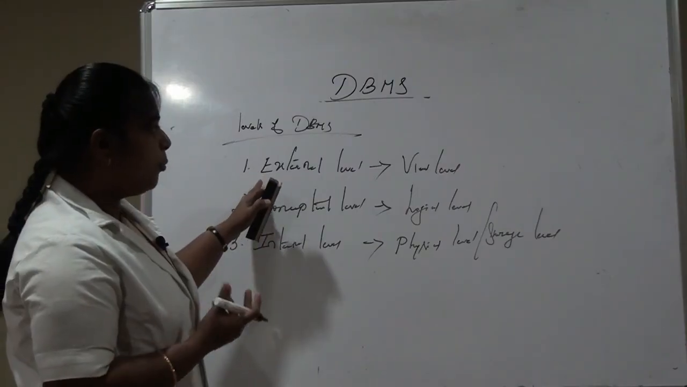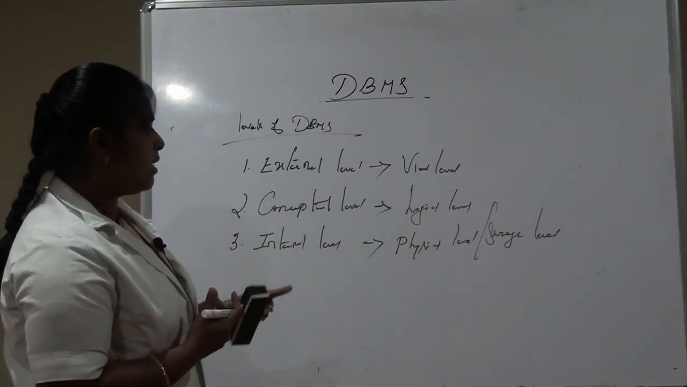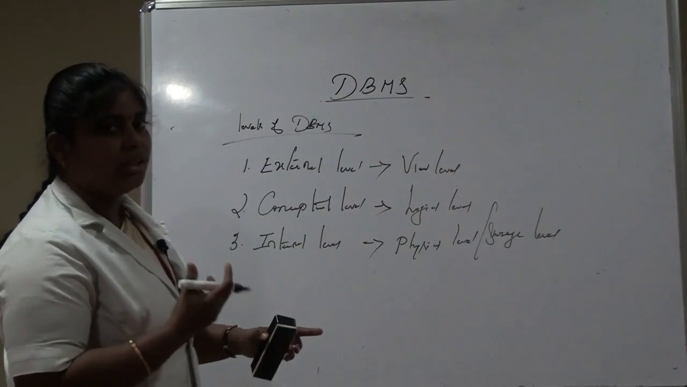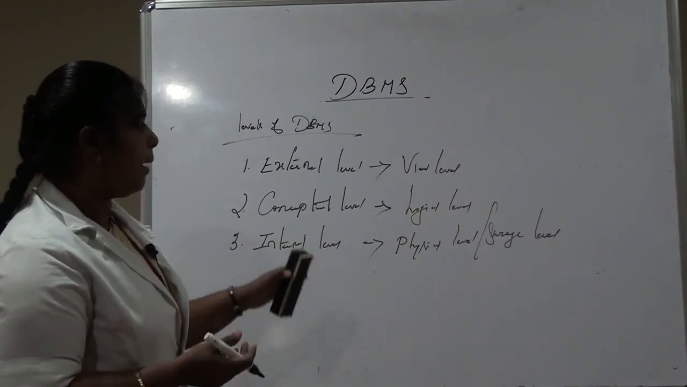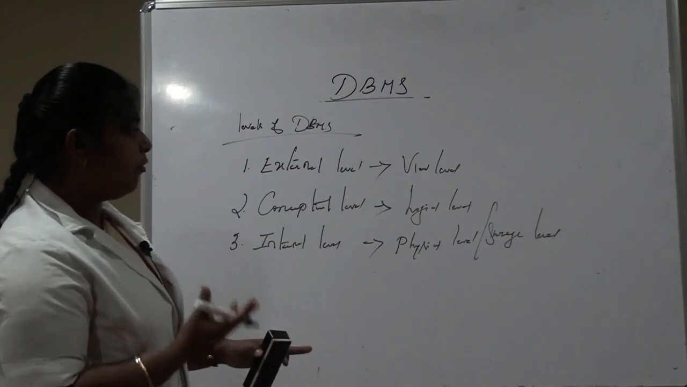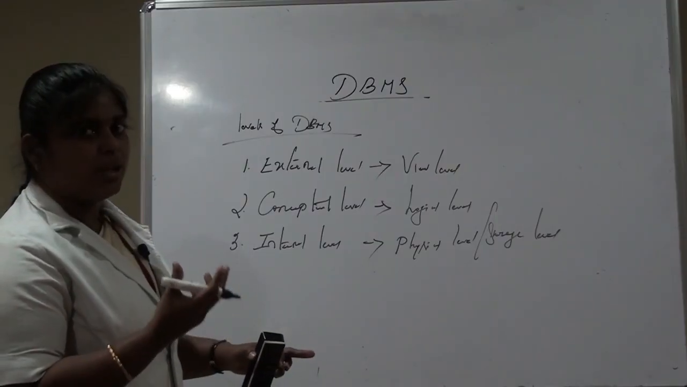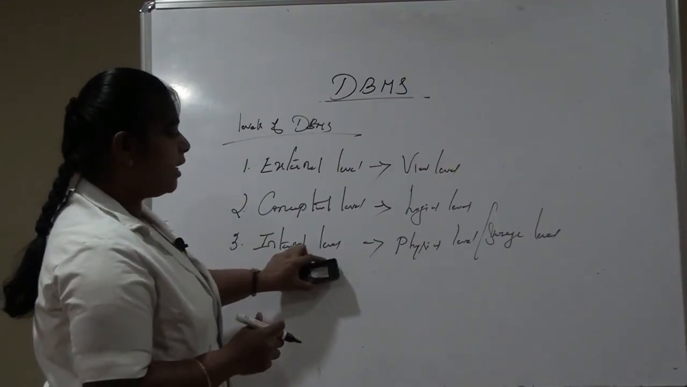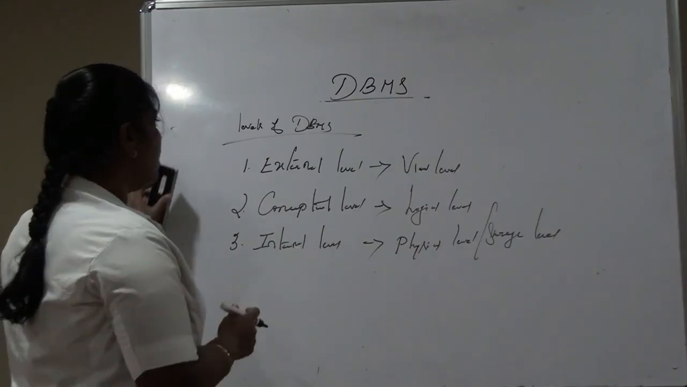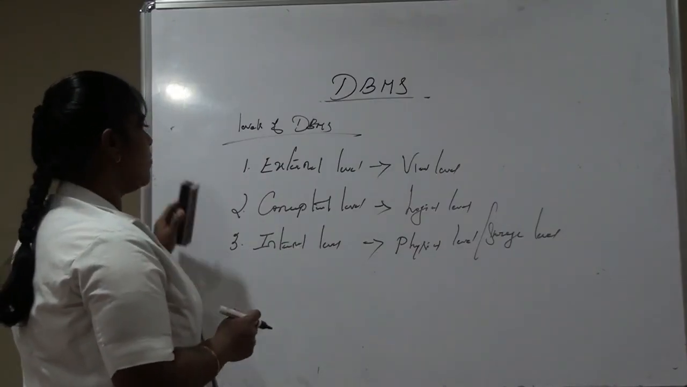The form of output you are going to capture is the external level or view level. Conceptual level is how the data is stored and what the relationship among the data is. The internal level consists of the details of how the data is stored, based on the data structure as well as the file form. These are all the levels of a database management system.